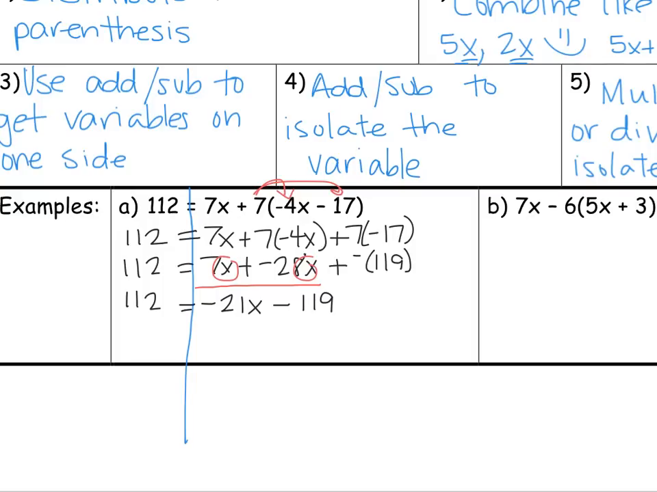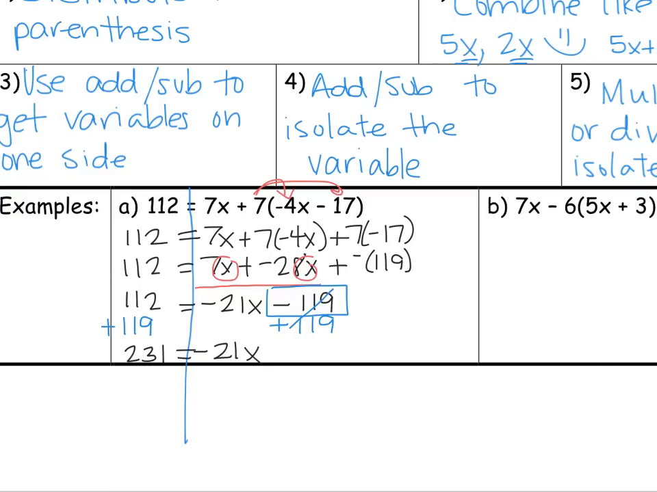So now we want to use addition or subtraction to get the variables on one side. So I need to get rid of this minus 119. The opposite of a negative, or the additive inverse of a negative 119, is a positive 119. So I'm going to add that to both sides of my equation. These cancel out to 0. 112 plus 119 is 231, and I'm left with a negative 21x over here.